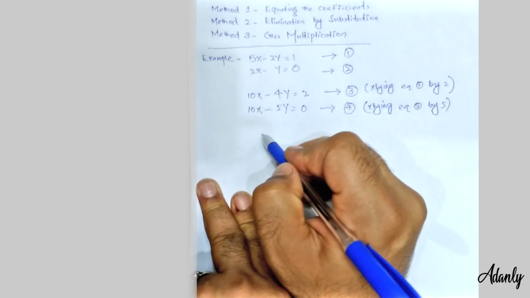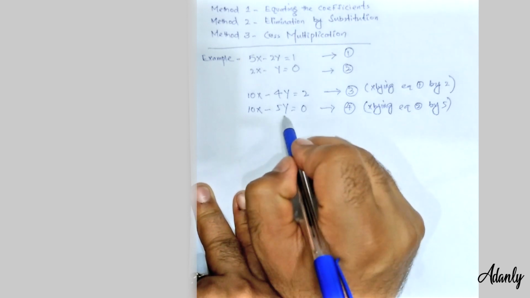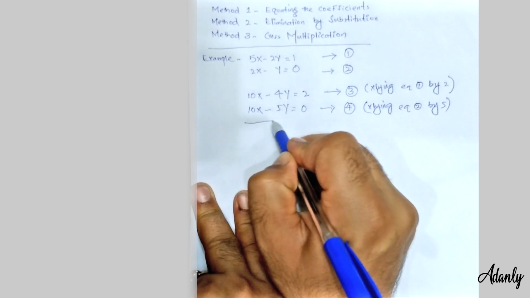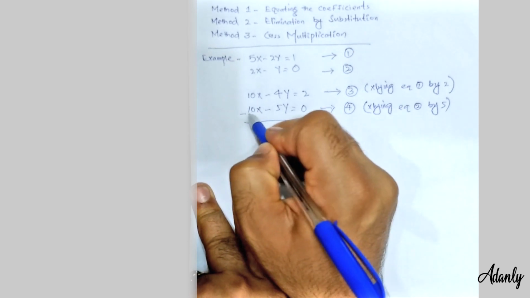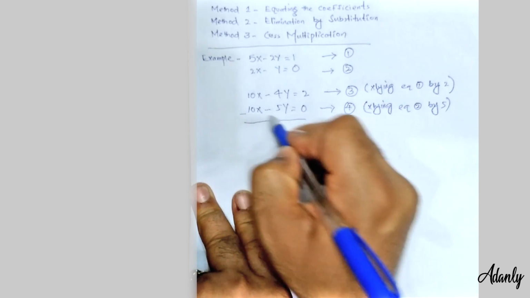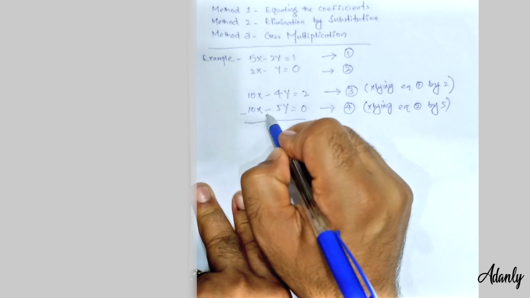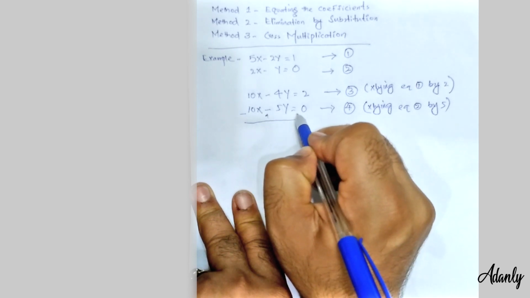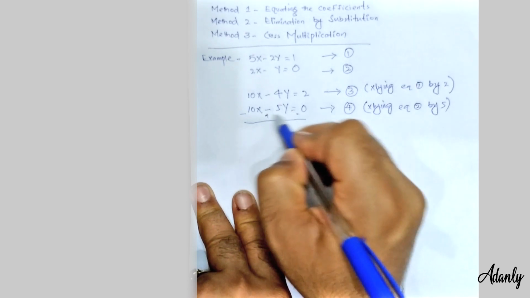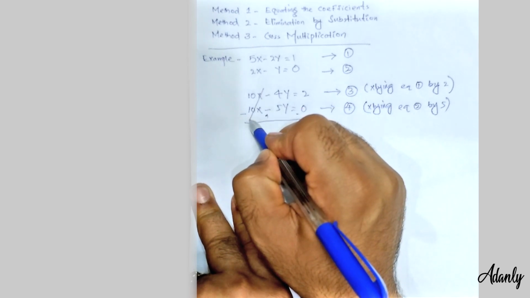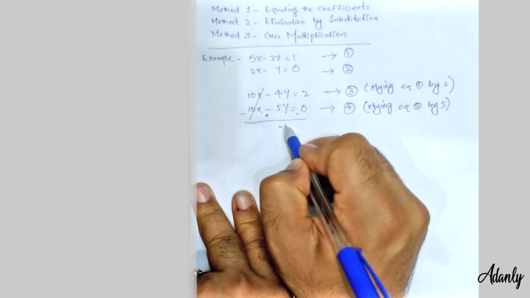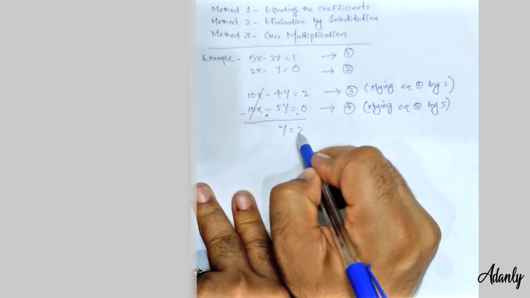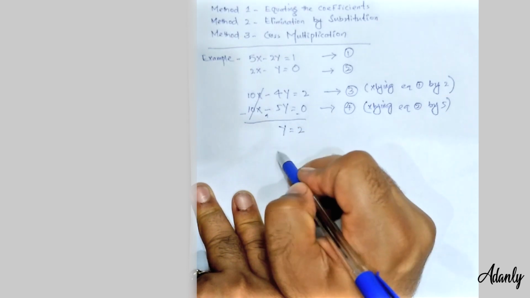Now we can subtract equation number 4 from equation number 3. For subtracting, we will have to change the signs. It was originally plus, so we change it to minus. It is originally minus, so we change it to plus, and we change the other to minus, which is originally plus. So the x terms cancel each other, and 5 minus 4 gives us a single y equals 2. So we have the value of y equals 2.